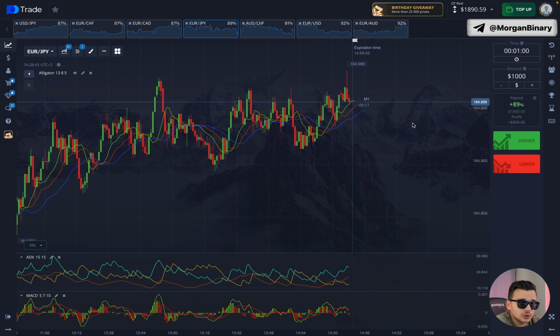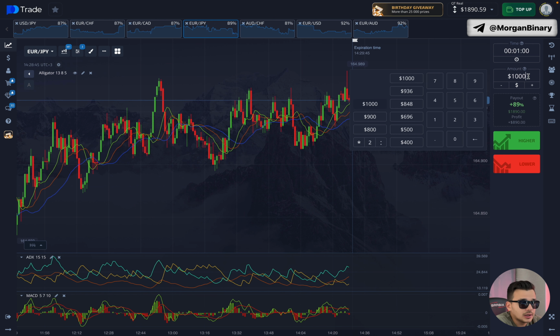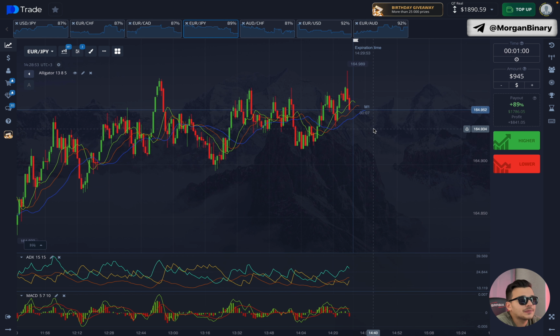I will change the amount of the value of the deal, and I will put $945 and open 2 trades for the full amount of today's balance. Let's pick up the following currency pair.